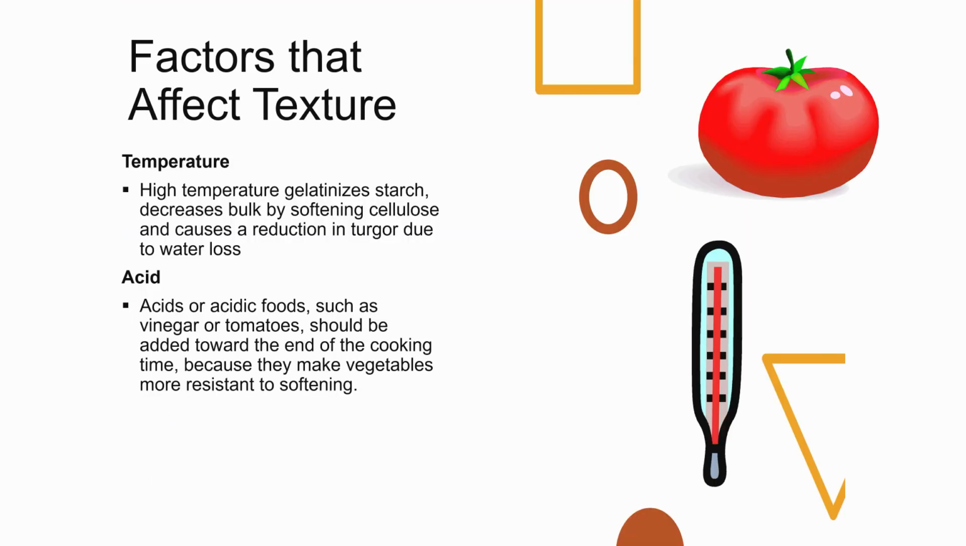Factors that affect texture would be temperature. High temperature gelatinizes starch, decreases bulk by softening cellulose, and causes a reduction of turgor due to water loss. Acid or acidic foods, such as vinegar or tomatoes, should be added toward the end of the cooking time because they make vegetables more resistant to softening.